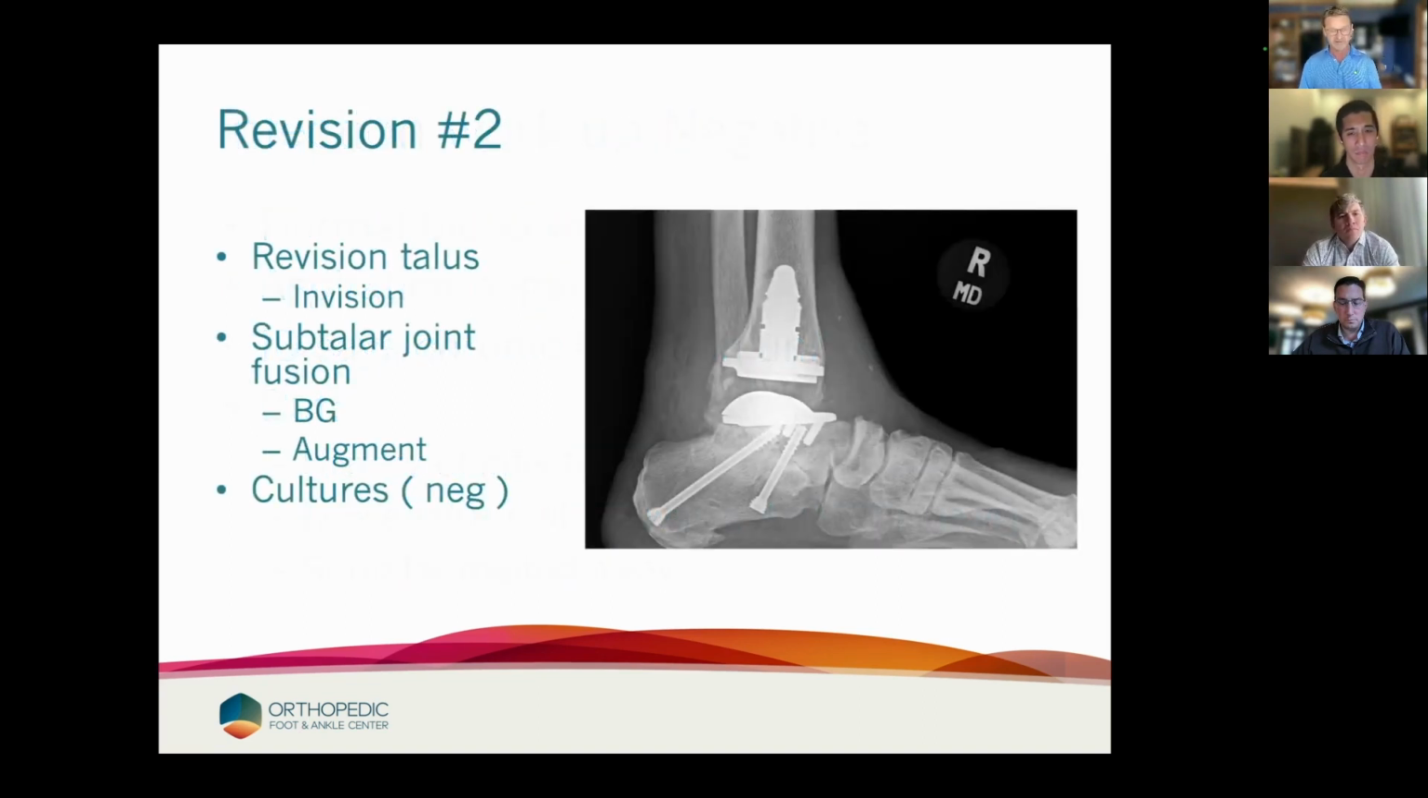So I revised his talus. I went to an Envision. I did a subtalar joint fusion. All cultures were negative. I'm pretty proud of myself at this point. I think we're doing pretty darn well.